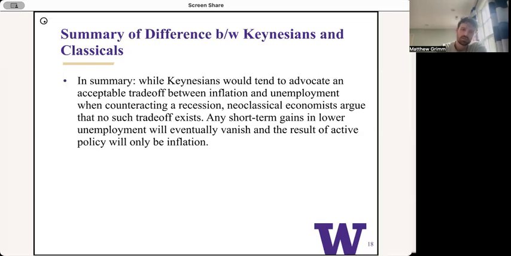So here's a good summary of differences between the two schools of thought. Keynesians would tend to advocate an acceptable trade-off between inflation and unemployment when counteracting a recession. Neoclassical economists argue that no such trade-off exists because inflation is bad no matter what. So any short-term gains in lower unemployment will eventually vanish, and the result of active policy will only be inflation. Okay.